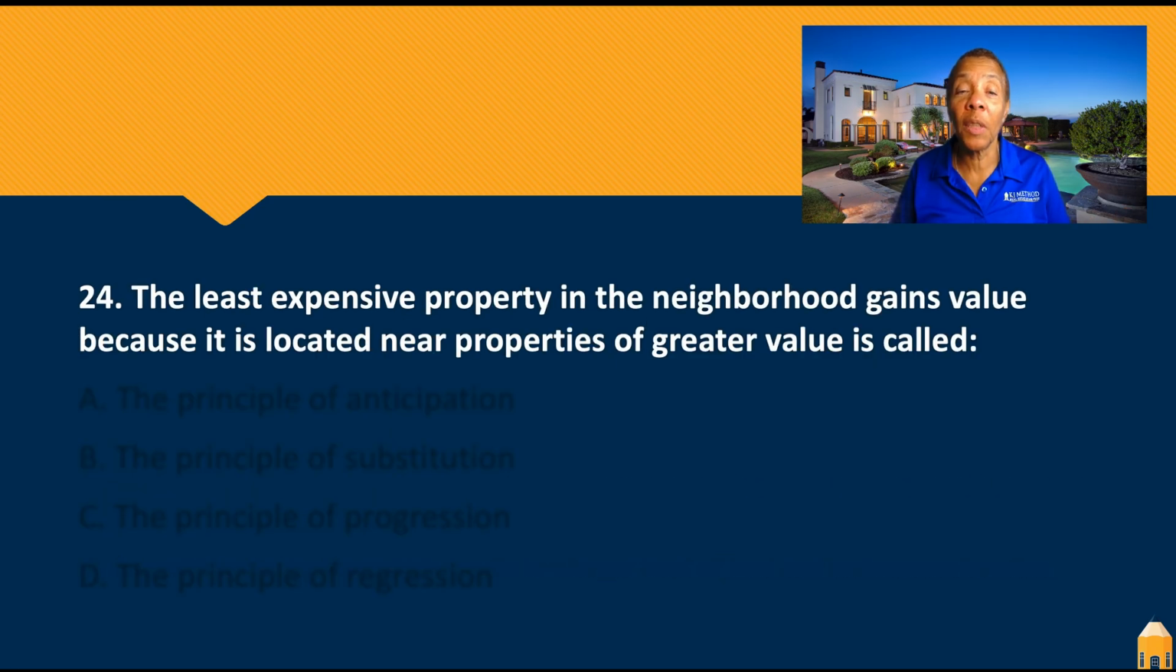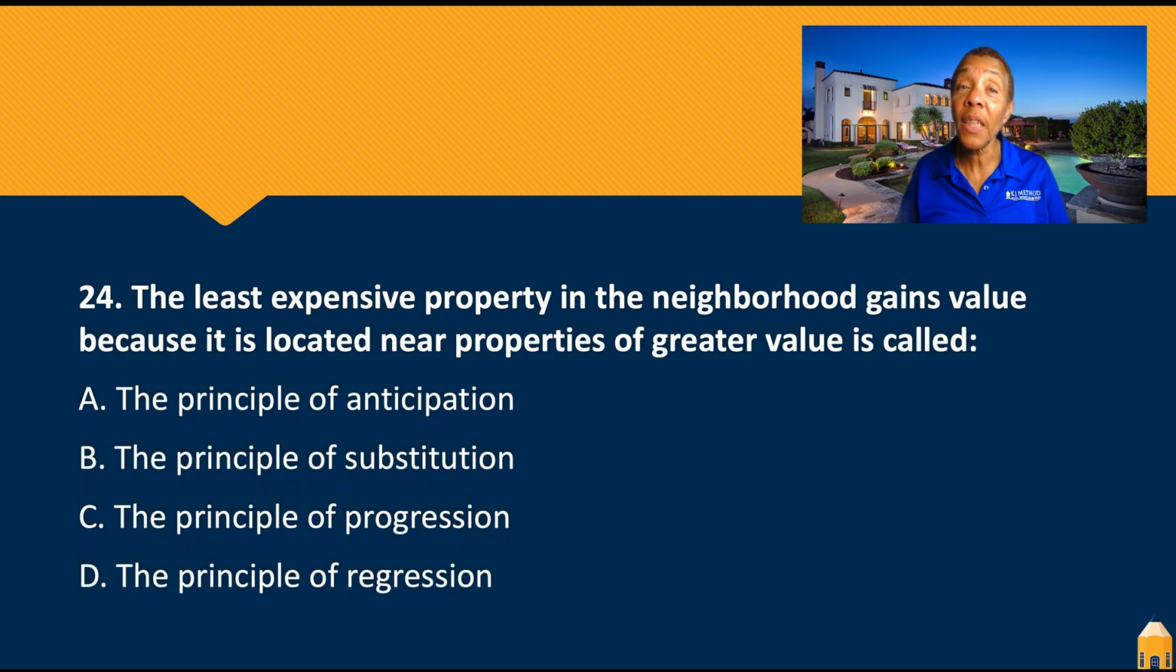24, the least expensive property in a neighborhood gains value because it is located near properties of greater value. What is that called? A, principle of anticipation. B, the principle of substitution. C, the principle of progression. D, the principle of regression. So you have the least expensive property in the neighborhood and it is gaining value just because of those other properties. That's the best situation that you want to be in.